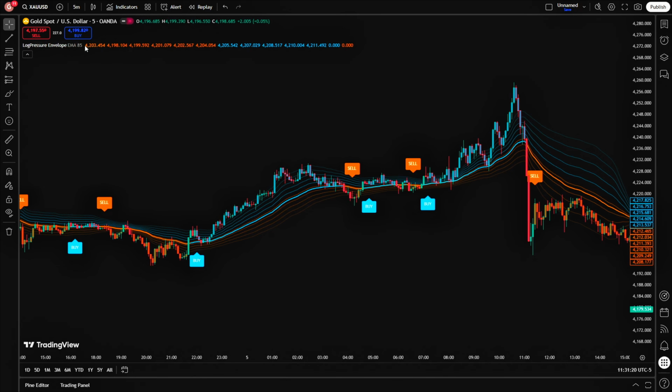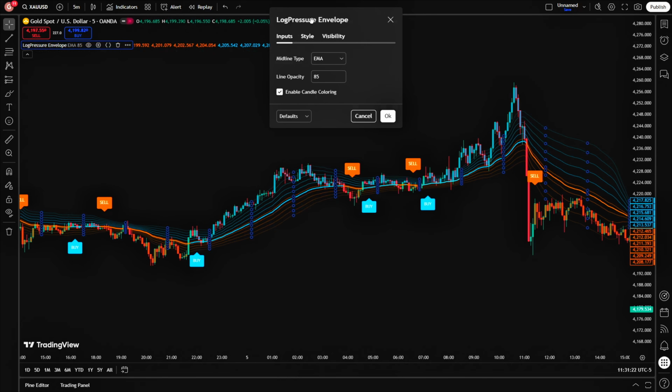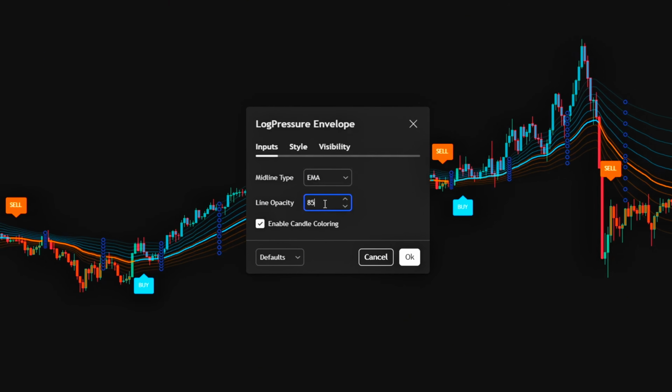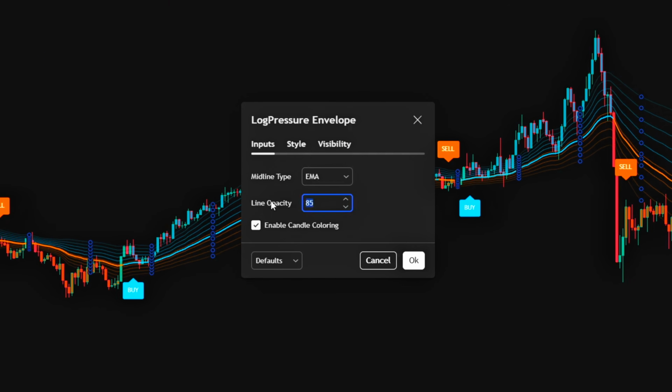Inside the Inputs tab, perform the following configuration. Find line opacity. Change the value from 85 to 75. This softens the visual strength of the lines so price candles remain clearly visible.